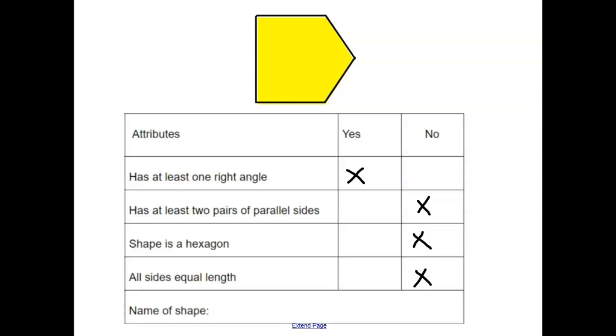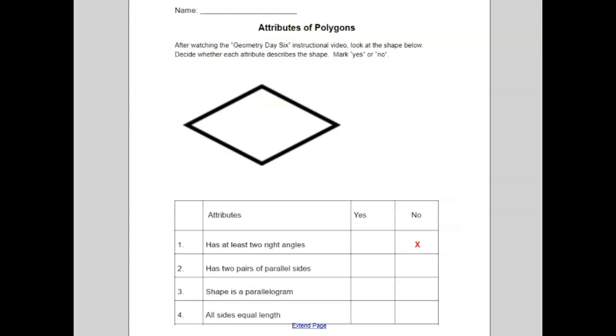Wonderful job. Now I'm going to introduce you to your assignment. So this assignment is very similar to the work that we just did together. You are going to look at particular polygons, and you are going to decide whether each attribute listed describes the polygon. And if the attribute does describe the polygon, you will put your X in the yes box. If it does not, of course, you will select no.